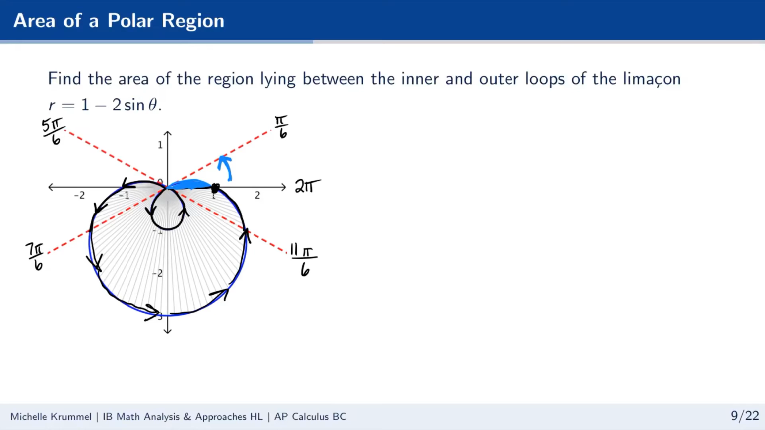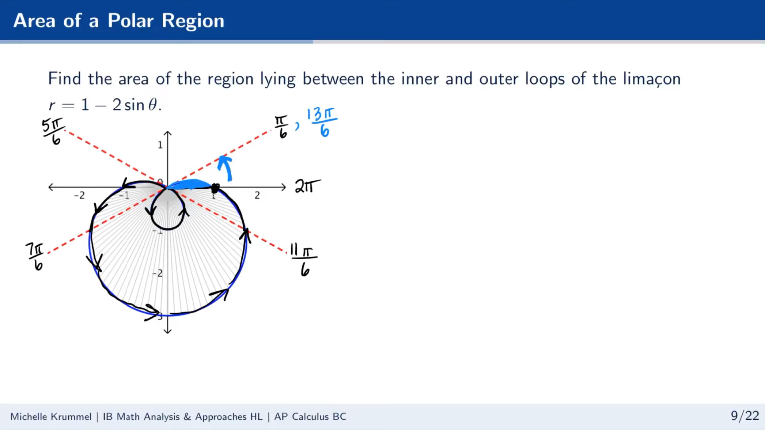I have to keep going all the way until I get back to this angle. But is that pi over 6? No, that angle's not pi over 6. I need to go beyond 2 pi and keep going until I hit this point again, which is 2 pi plus pi over 6. So that would be 13 pi over 6. If we trace the graph from 5 pi over 6 to 13 pi over 6, we get the outer loop.